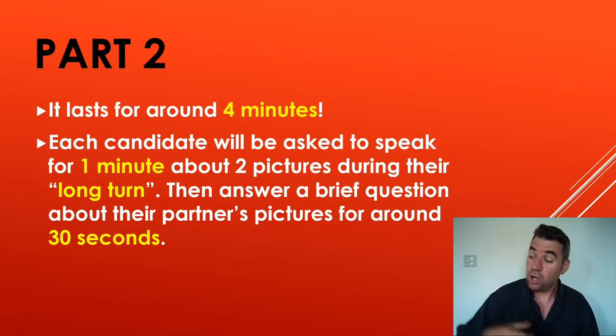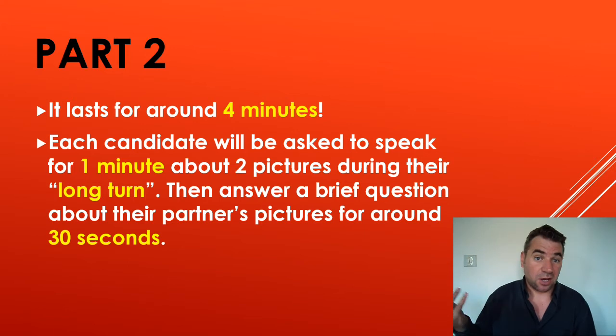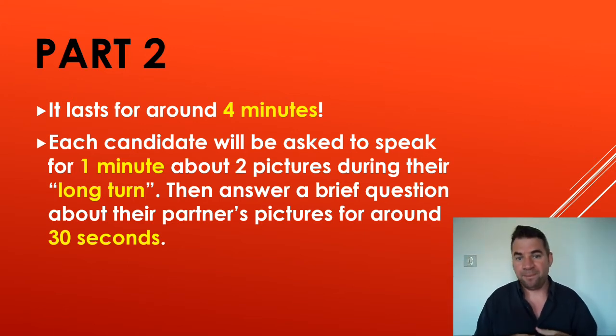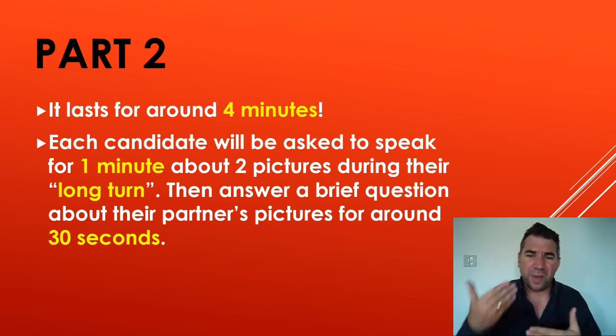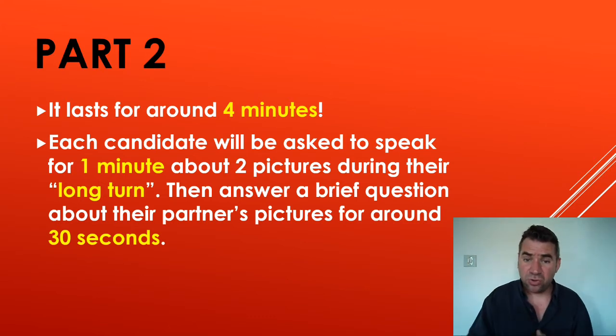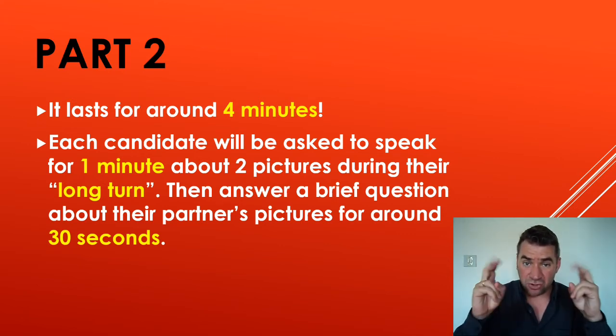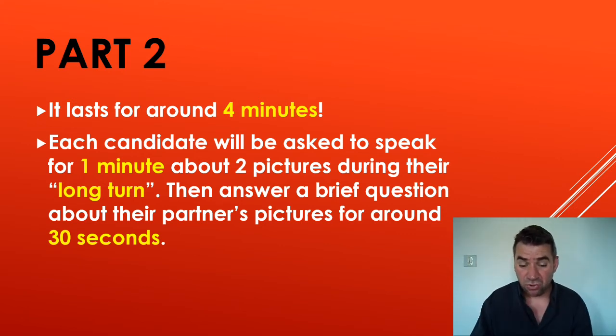After you do this, your partner is asked a question on your pictures. Which one of these things would you prefer to do? Something very simple, and he or she has to give a 30-second response, and then this changes over. This will be a little clearer when I do the video for this stage of the exam. But all you really need to know is it lasts for 4 minutes, you need to speak for 1 minute during your long turn, and you use visual prompts, pictures.